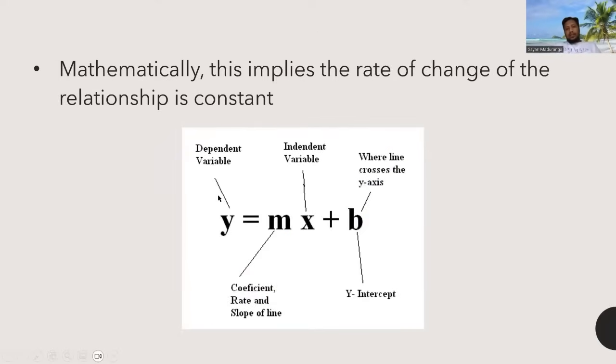Mathematically, if you look at the line, the equation is y equals mx plus b. m is the gradient, and b is the y-intercept. So that is the basic concept of a straight line in mathematics.